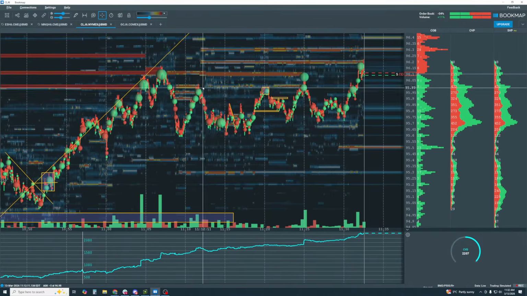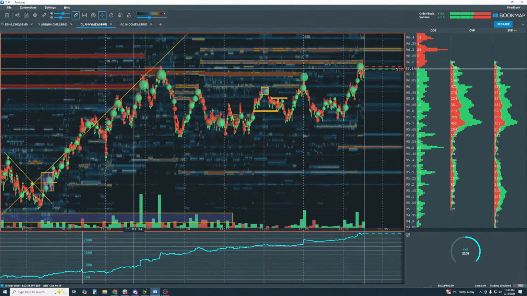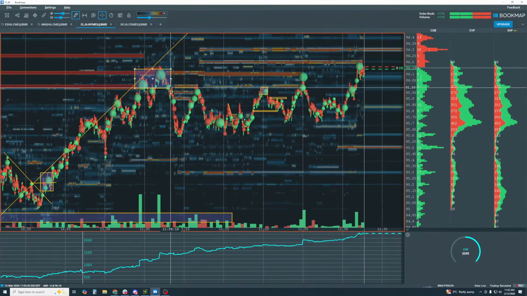Now we're already bullish for the day. This is crude, geopolitical stuff. That's the impetus moving this market. We talked about this. This is an important one.